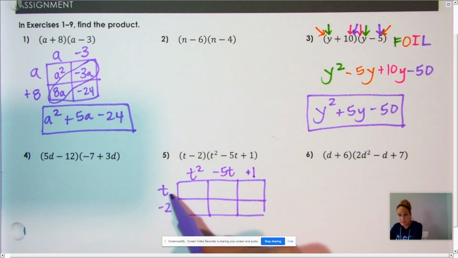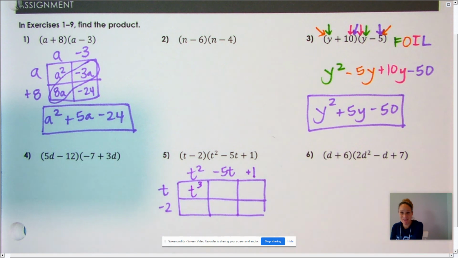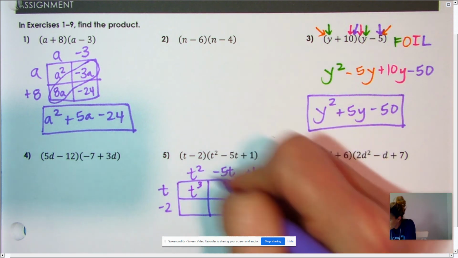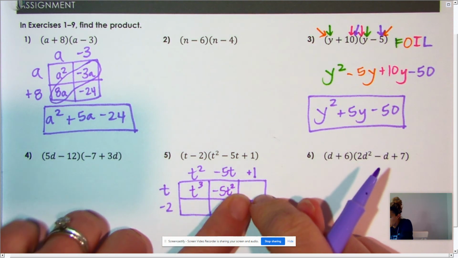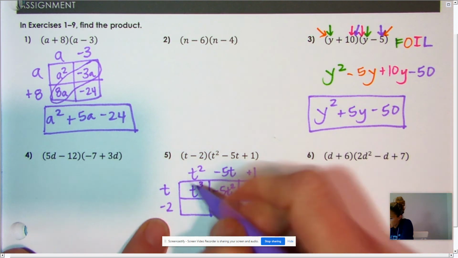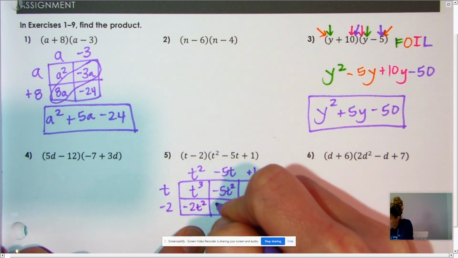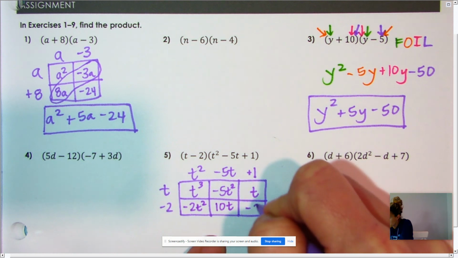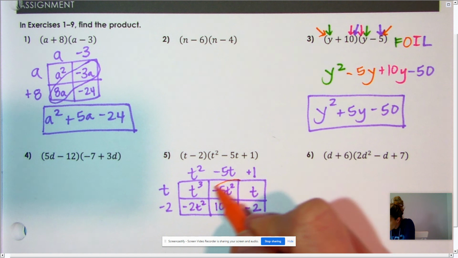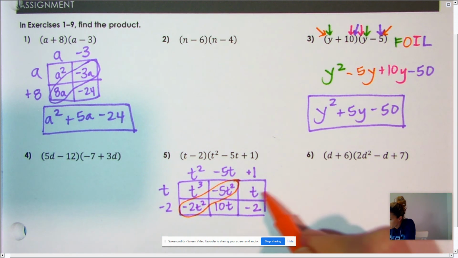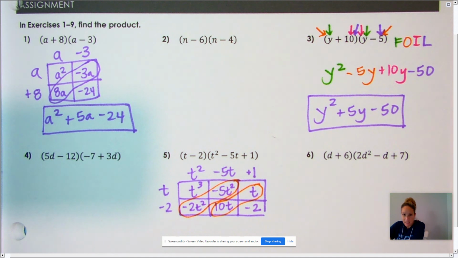Okay, so t times t squared, well, that would be three t's being multiplied by each other. Then I would have negative 5t squared if I just multiply by another t. 1 times t is t. Then here I have negative 2t squared, positive 10t, and negative 2. And then I'm just going to put together the like terms, keeping in mind that the regular t squareds would go together, and then the regular t's would go together. Okay, kind of looks like a peanut there.